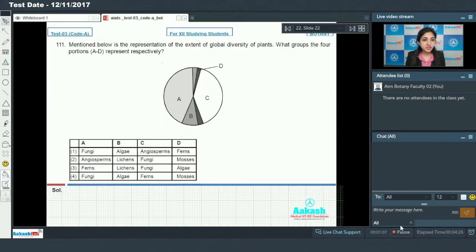Question number 111 says, mentioned below is the representation of the extent of global diversity of plants. What groups the four portions A to D represent respectively?